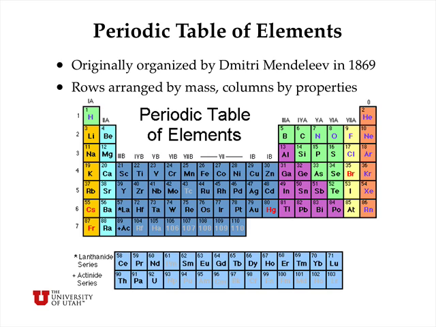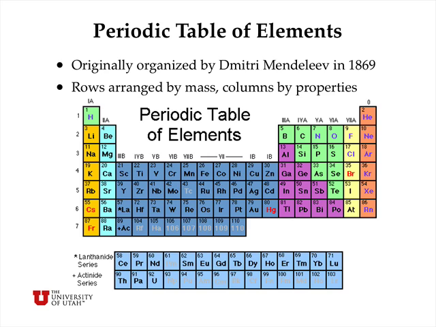Now, the periodic table was originally organized by Dmitry Mendeleev in the mid 1800s. He was a Russian chemist and a very clever guy. The rows in the periodic table are arranged by mass, so increasing atomic number, which is determined by the number of protons in each elemental atom. And the columns are organized by the chemical properties.